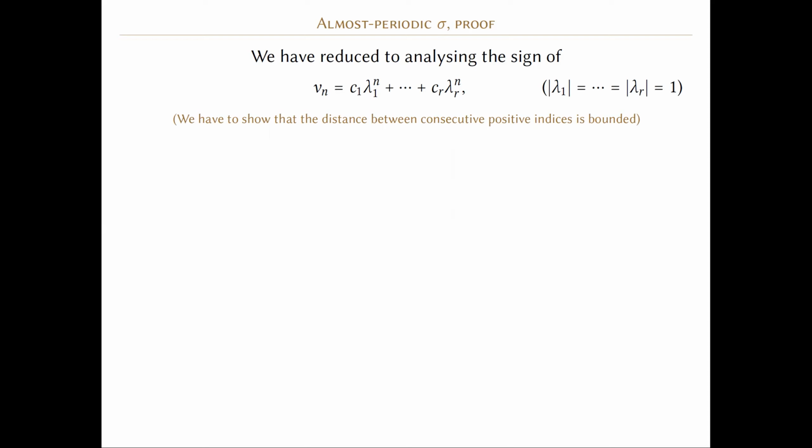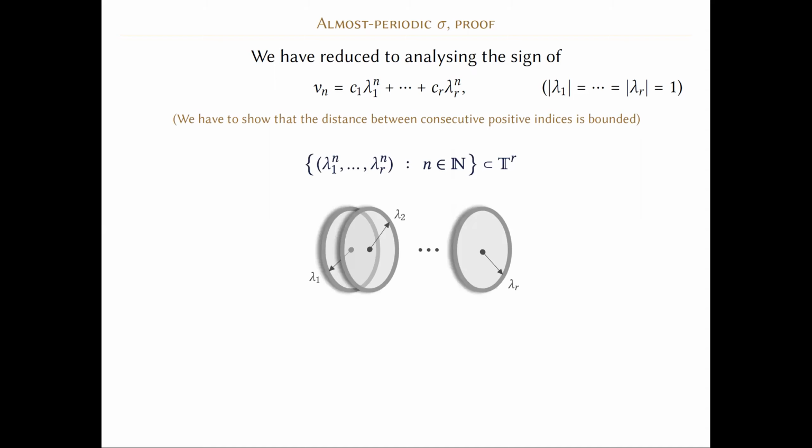So each of these lambdas is a point on the unit circle. And the object that we're interested in is this subset of the product of unit circles that corresponds to all the values that these powers of lambda can take.